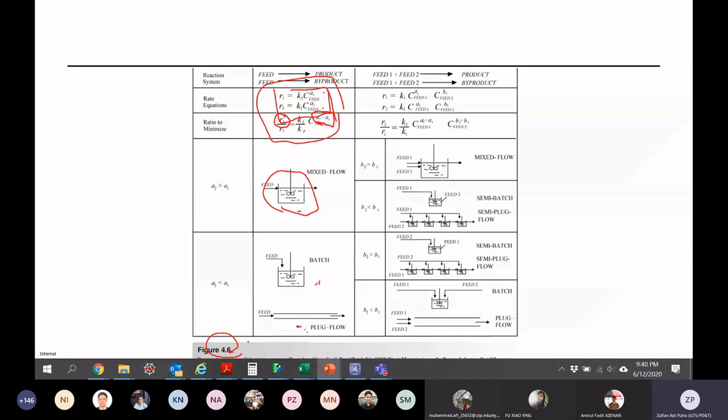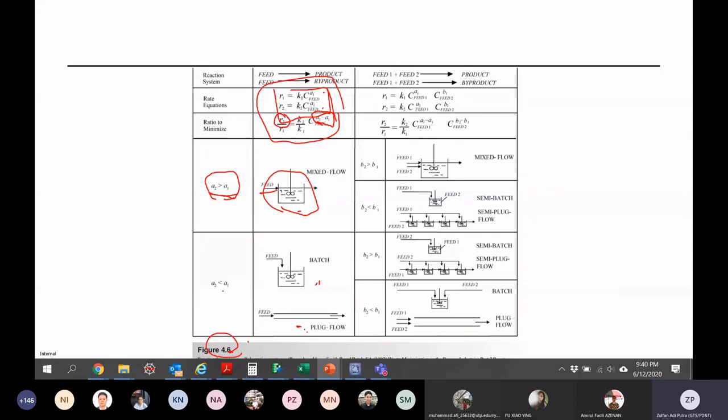And then K2 over K1 as small as possible. By doing so, you could argue, okay, I want to minimize this, so you could put them all together. Because if A2 is bigger than A1, there is no way that you could overcome this A2. So just dump them all together.